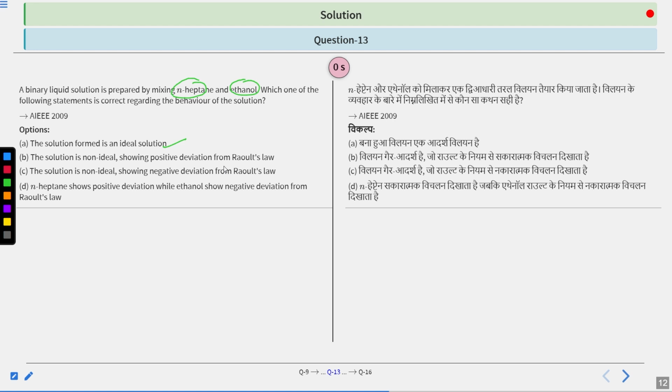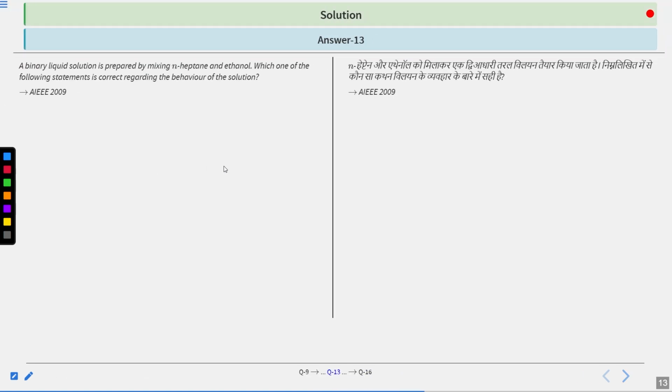So your time is up. Let us see how we can solve it. For those who have solved, the correct answer is B.